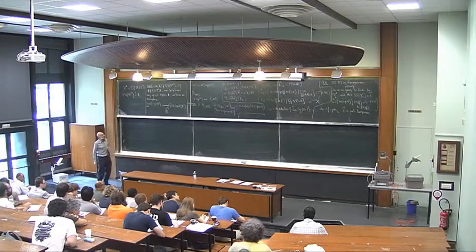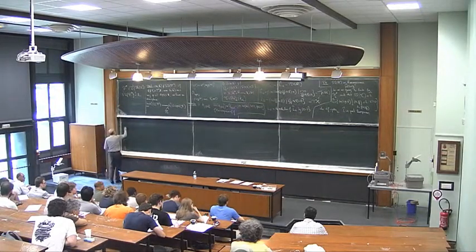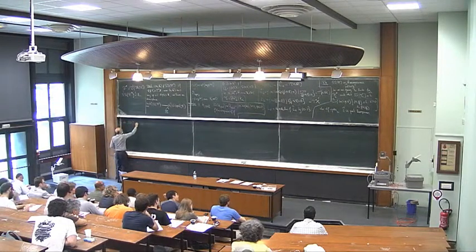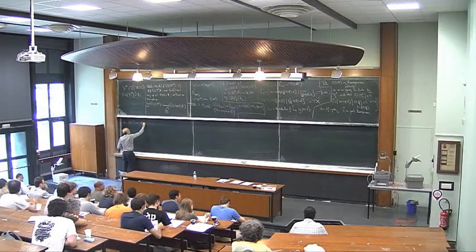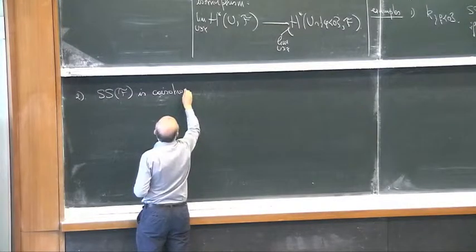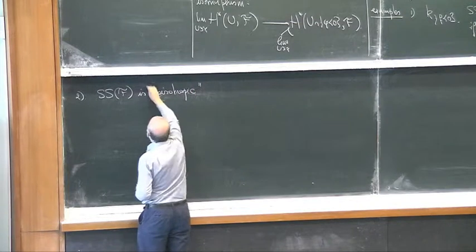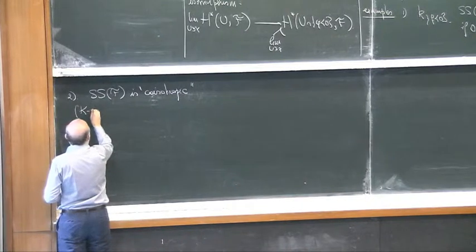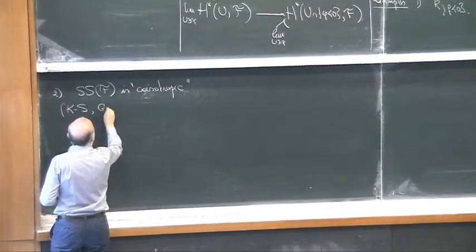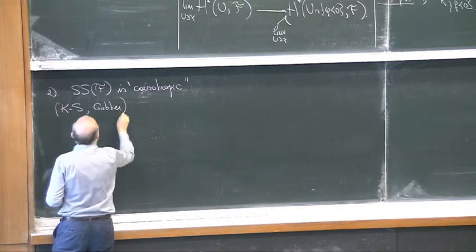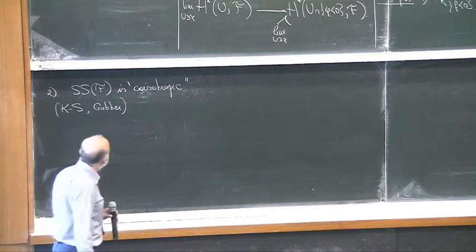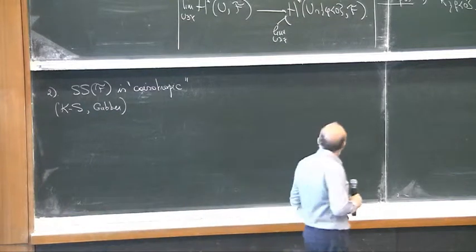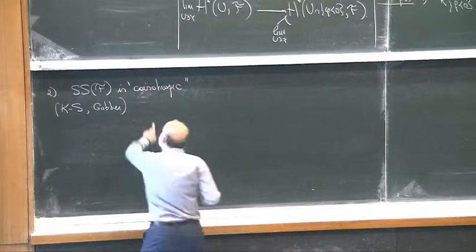So the second remark is that the singular support of F is coisotropic. And this is a theorem by Kashiwara and Schapira. And there's also a more algebraic proof. I mean, for my taste, the Kashiwara-Schapira proof was algebraic enough. But if you want even more algebraic, there's a proof by Gabber of that.